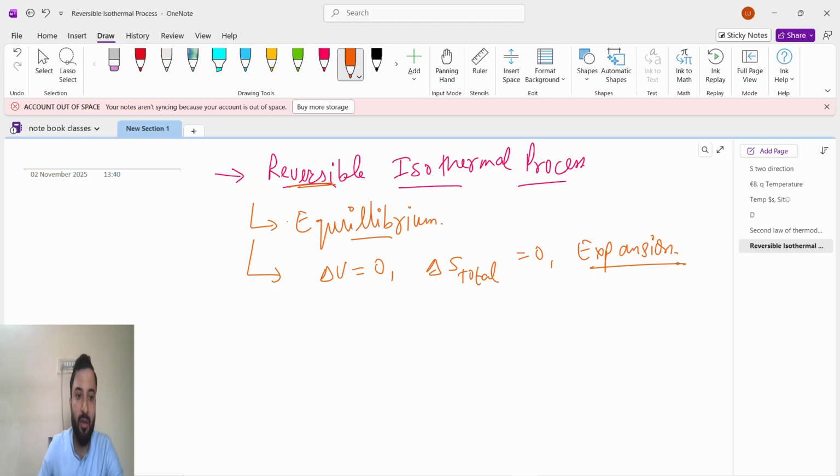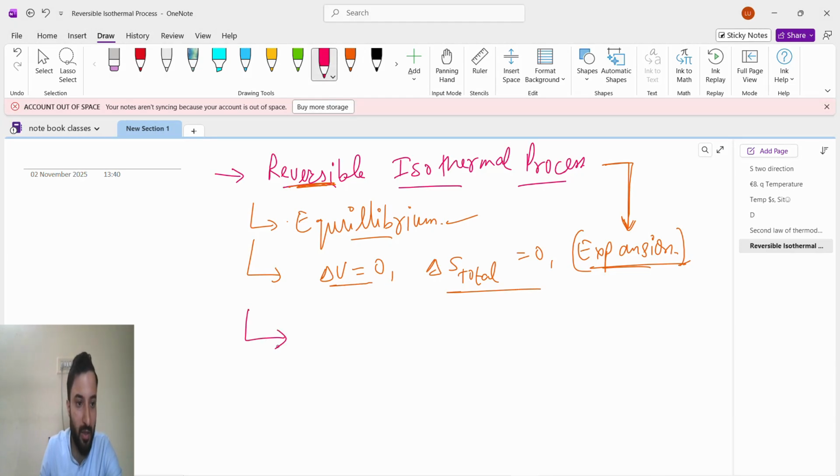Reversible isothermal process at expansion. They will give you this condition. So reversible means it will be equilibrium: delta U 0, delta S total 0, right?